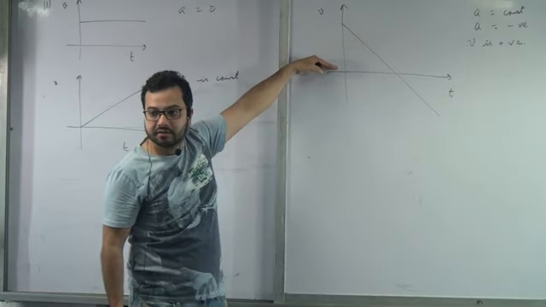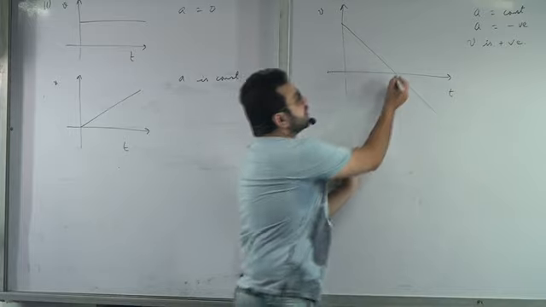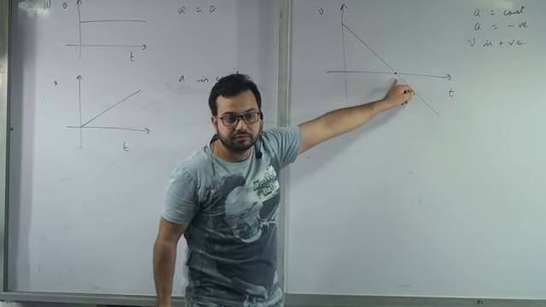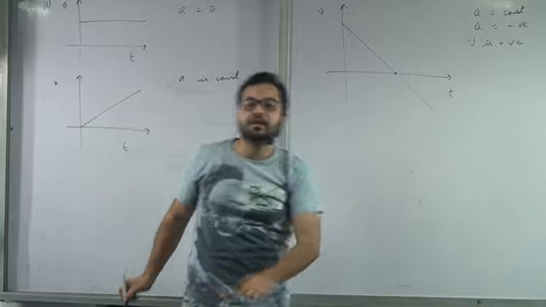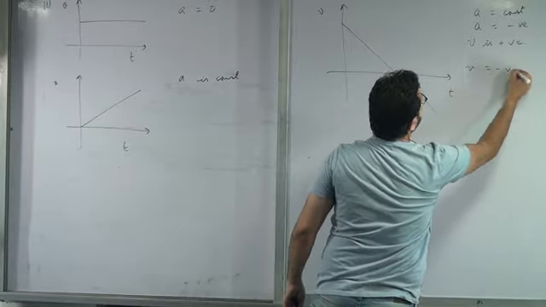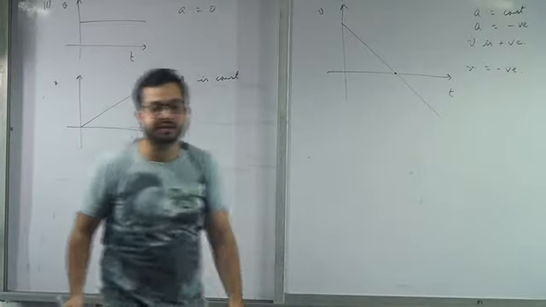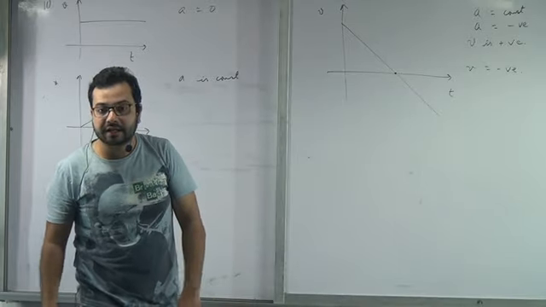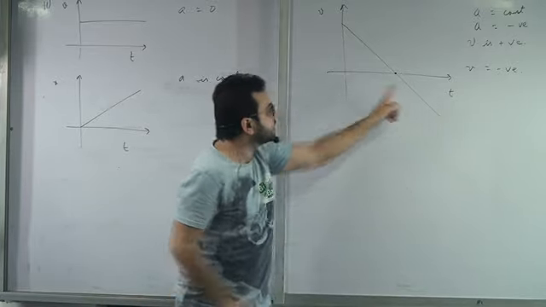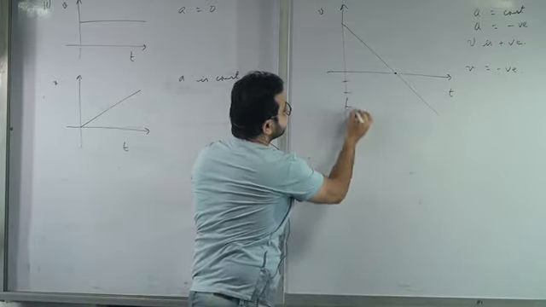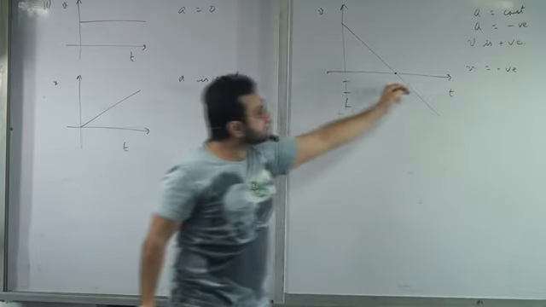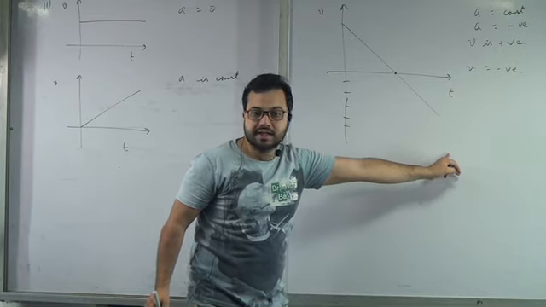Is that right? Now from here on, at this point, what is the velocity? The velocity is 0. And from there on, what is the velocity? It is negative. From there on, the velocity is negative. And what is the direction of acceleration? Also negative. So the speed is increasing. See, speed is the magnitude on this axis. So it is increasing. Is that clear?